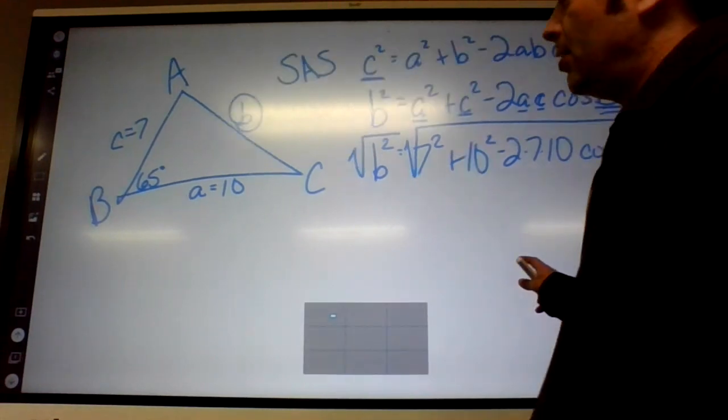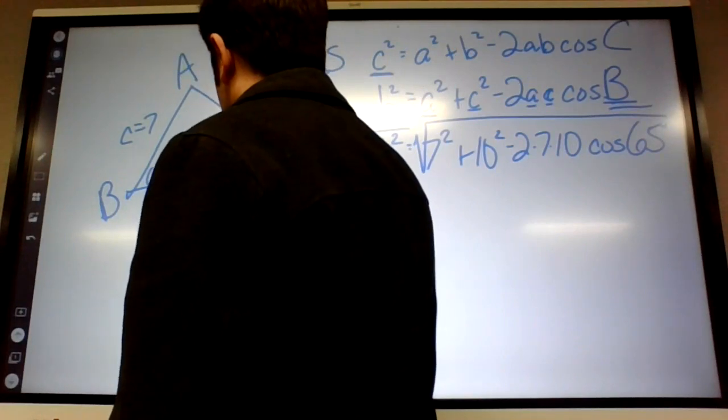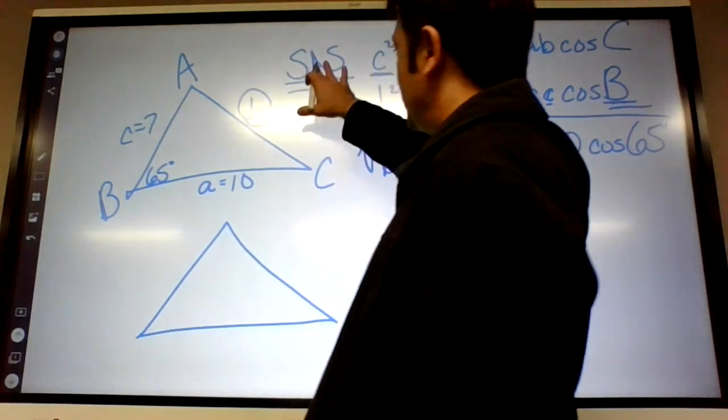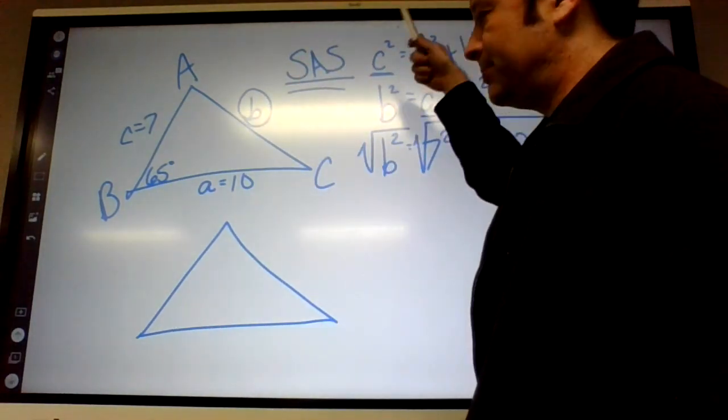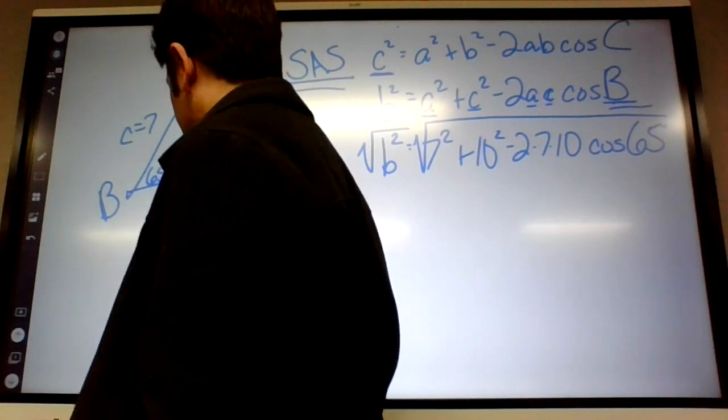Okay. The other situation where law of cosines is used is, so that was for side angle side. This will be like for number 1 and 2 and a couple others. The other situation is side side side.